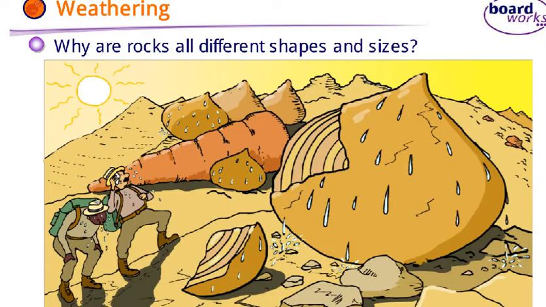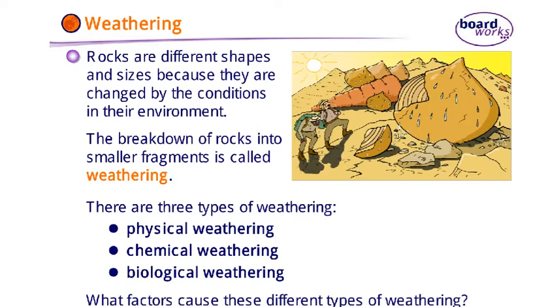You may have noticed that rocks are different shapes and sizes. This is because of weathering. There are 3 different types of weathering: physical, chemical, and biological.